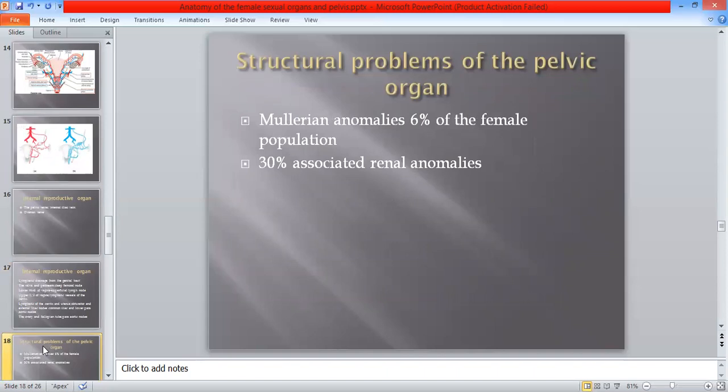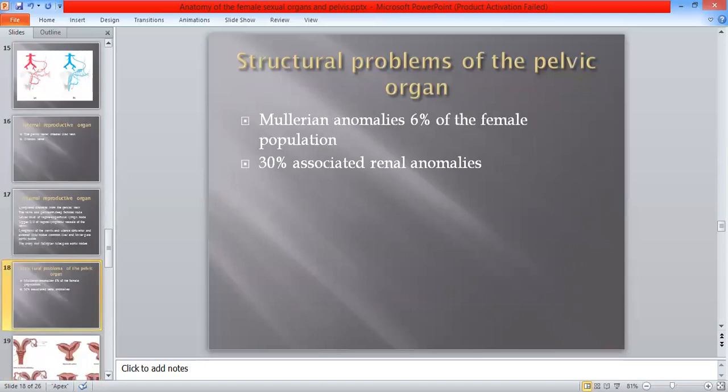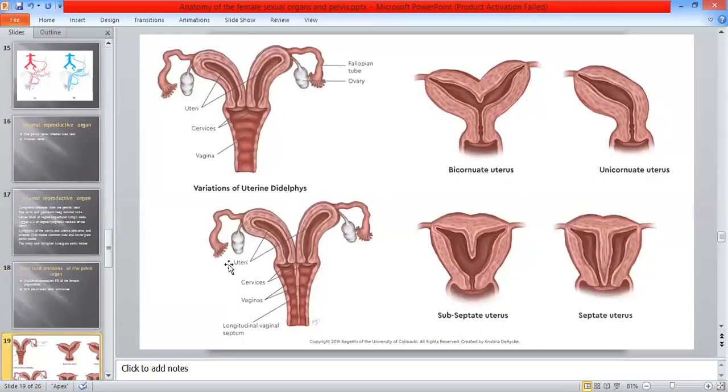Next topic is structural problems of the pelvic organs, which are called Mullerian anomalies, which occur in 6% of the female population. 30% are associated with renal anomalies. The exact etiology of this is not known, but it affects 6% of females. These are different structures which show Mullerian duct anomalies, in which the paramesonephric duct is not properly developed.